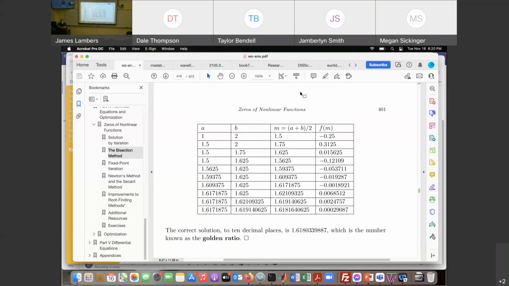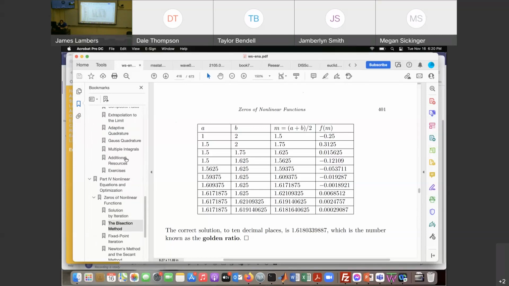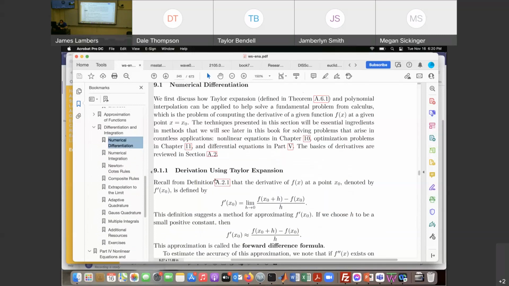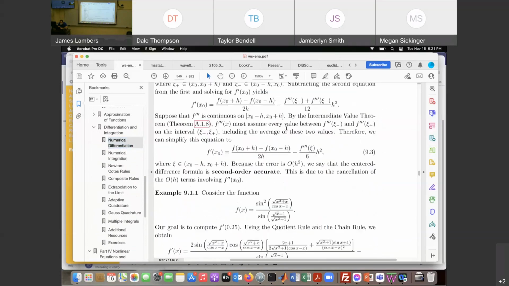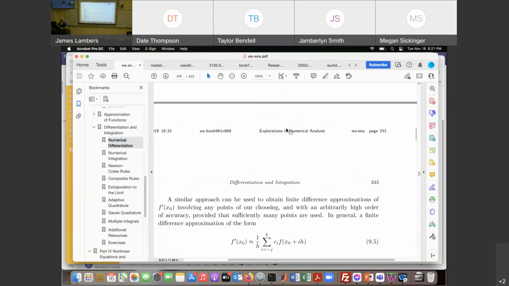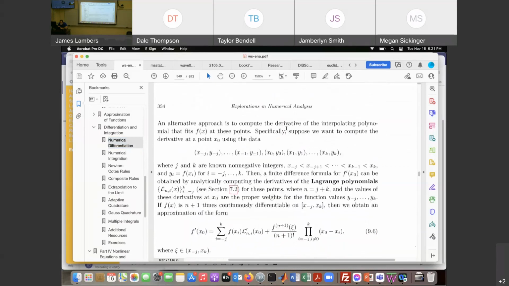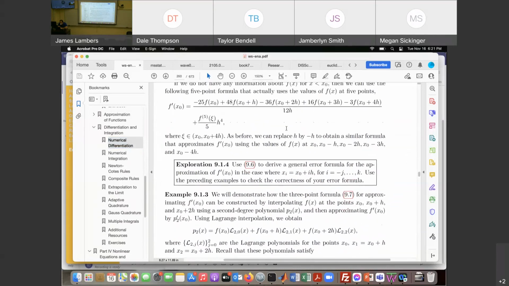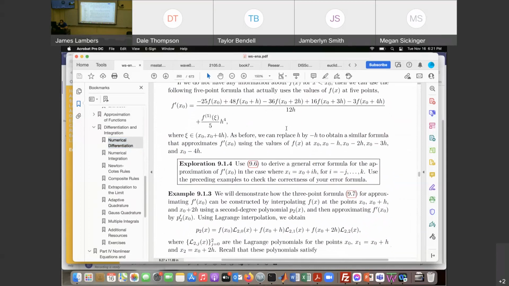Could I ask for advice on 9.1.4? 9.1.4. I just don't even really know where to begin. Okay, I stared at it for half an hour trying to think of where to begin. Okay.